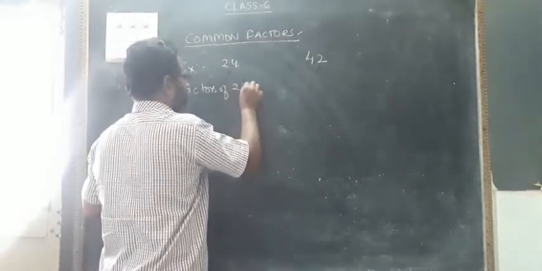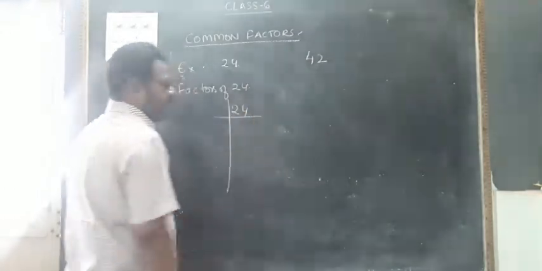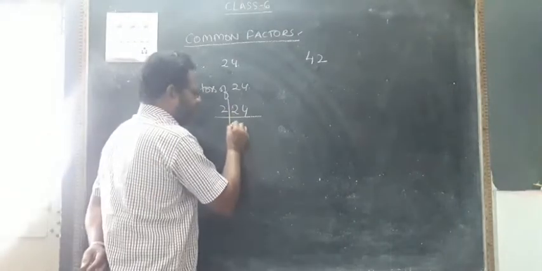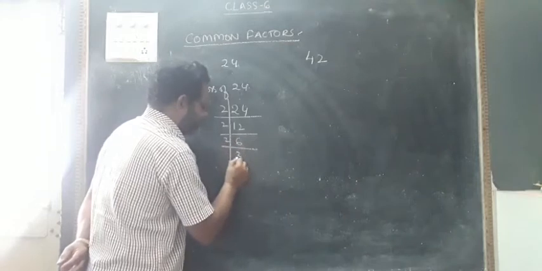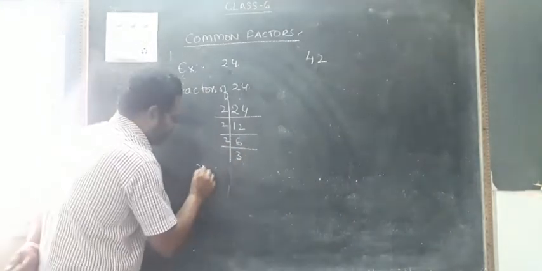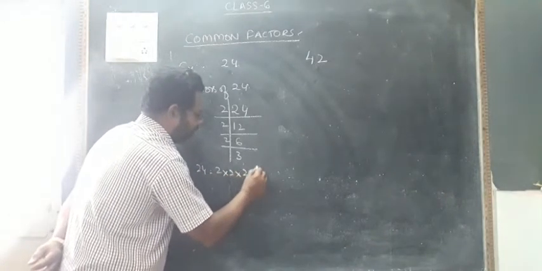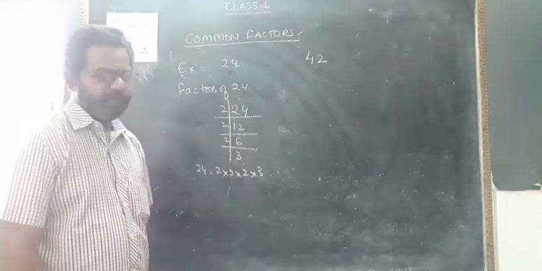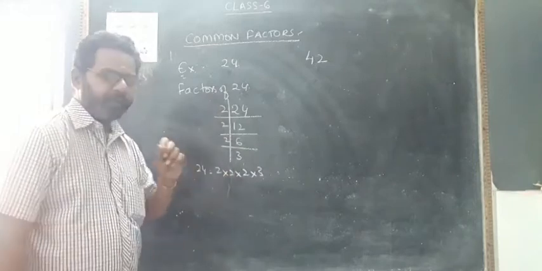Factors of 24. How to find out? We have two or three methods. Here we are taking the factorization method. So 24, in 2 table, 2 12s are 24, in 2 table, 2 6s are 12, 2 3s are 6. 3 is a prime number and 2 is a prime number. So 24 is equal to 2 into 2 into 2 into 3. These are the prime factors of 24.